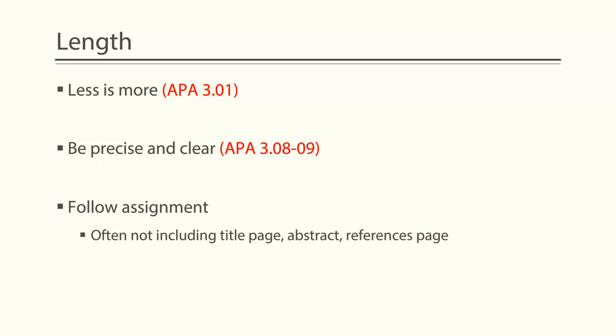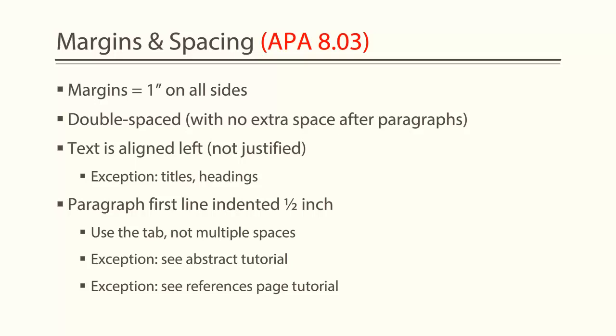Typically 1 page means there is no text on the second page. 2 to 3 pages means it needs to fill the entire second page, not just part of it. Check with your professor if you are not sure, but most length guidelines do not include title page, abstract, or reference page. APA dictates that margins are 1 inch on all sides, top, bottom, left, and right.